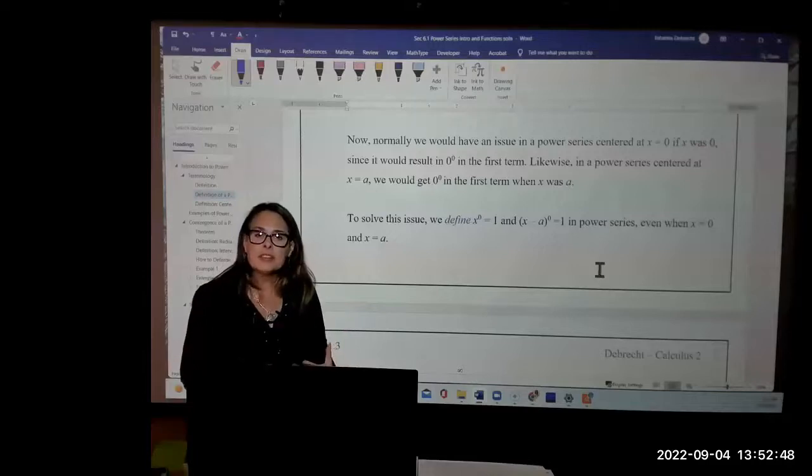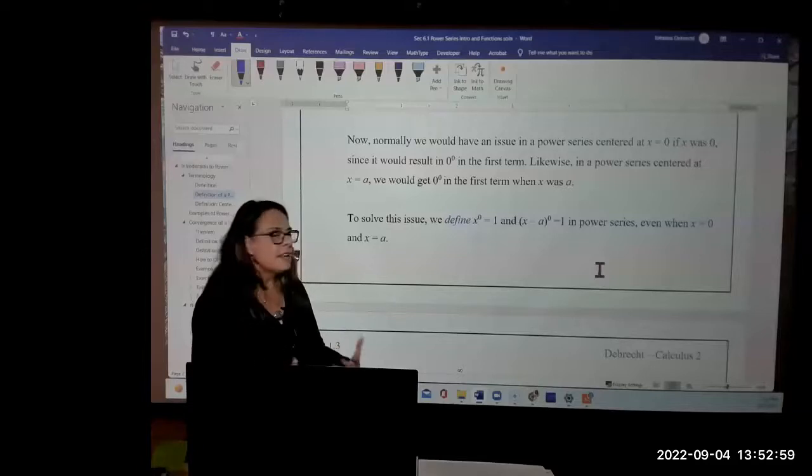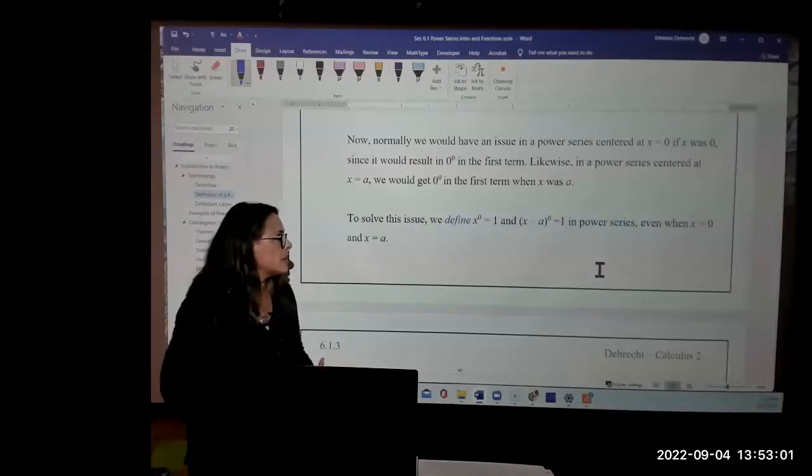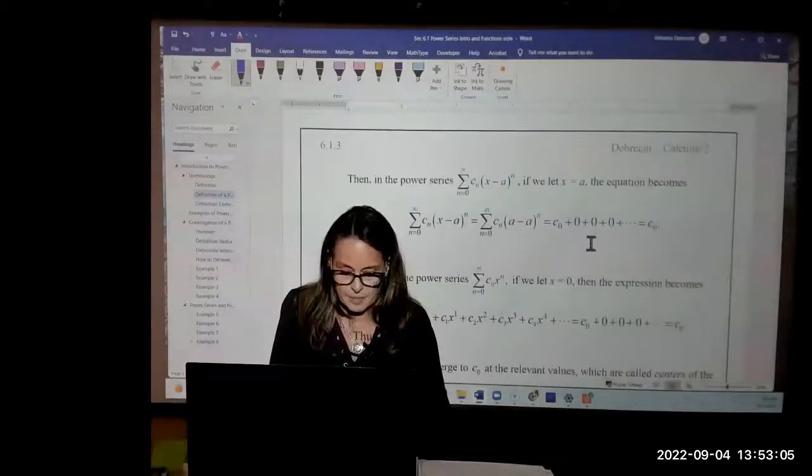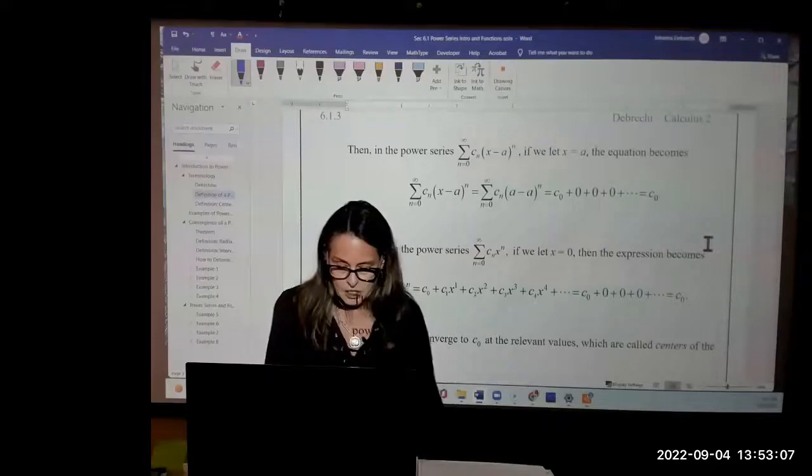Now, a definition is not something that can be proved. It's just something we say this is, therefore it is. So we made the definition so that we could work with these power series, even though we have this weird indeterminate thing happening on the first term. That gives us the following definition.